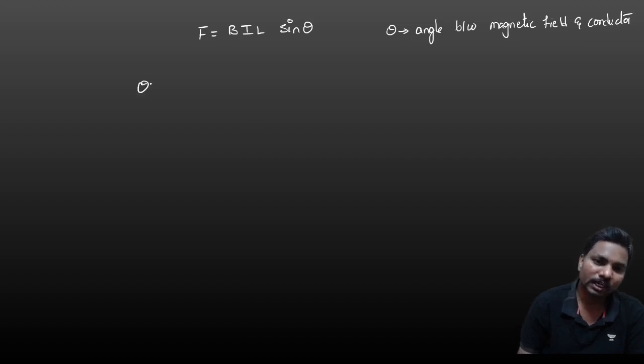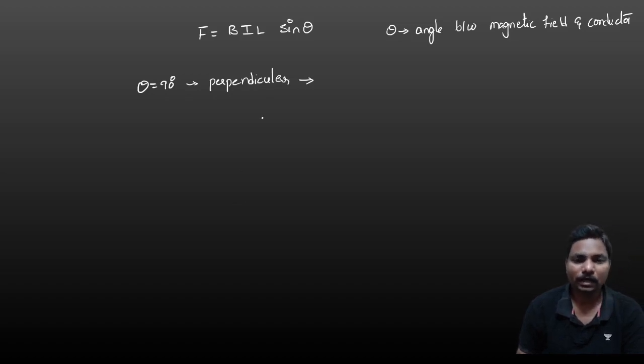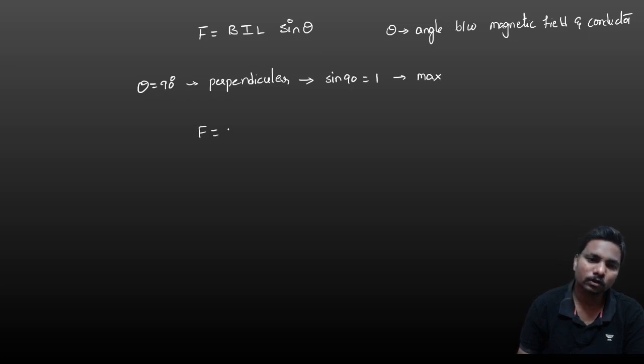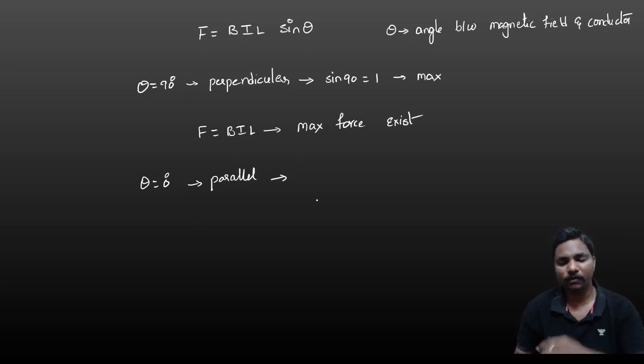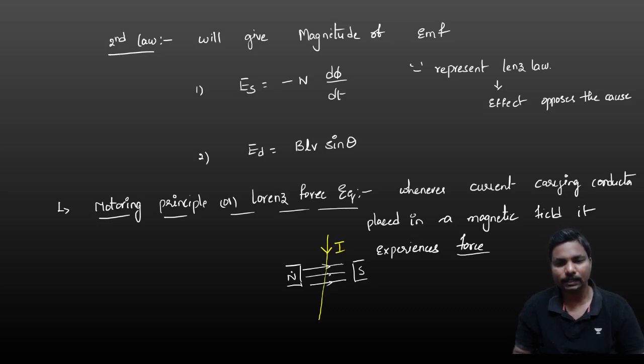Okay, so whenever theta is equal to 90 degrees, that is perpendicular, then what will happen? The angle between the magnetic field and conductor is perpendicular, then sin 90 is equal to 1, that is maximum. So force is equal to BIL, which is said to be the maximum force. For example, if theta is equal to 0 degrees, that means both are parallel.